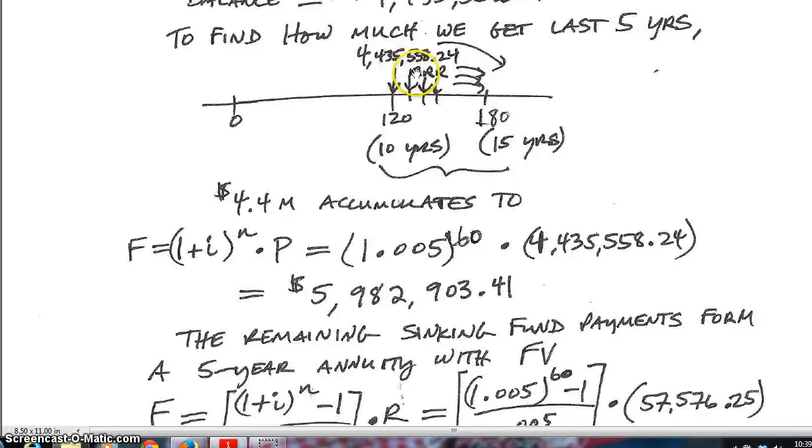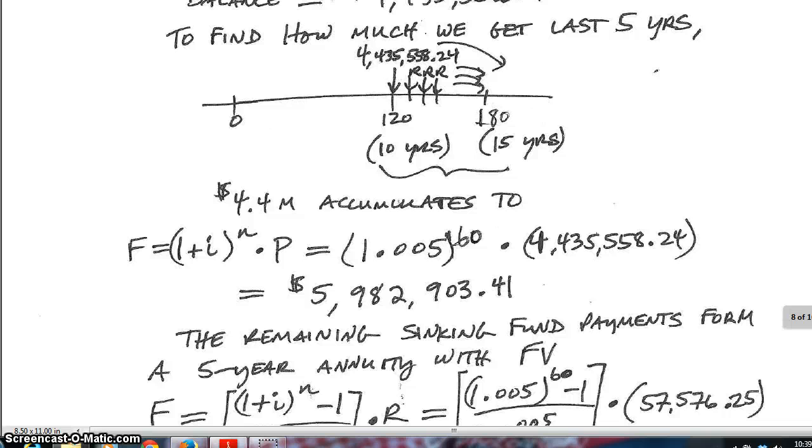So if you didn't put any more into the sinking fund in these 5 years, nothing more, you just left that there, you'd have almost $6 million. Of course, you need $10 million. That wouldn't be enough to pay off the bonds. So you need to continue the payments.